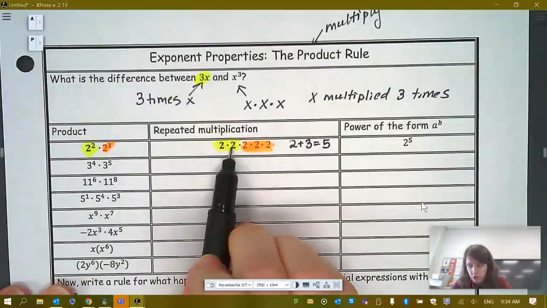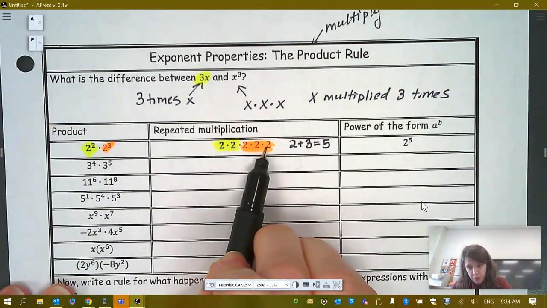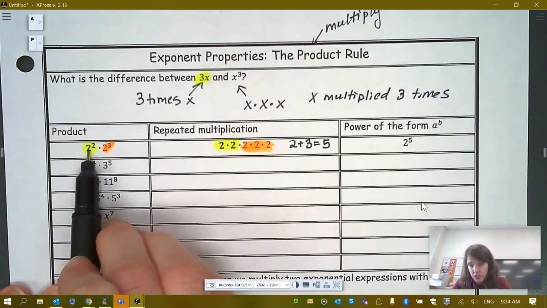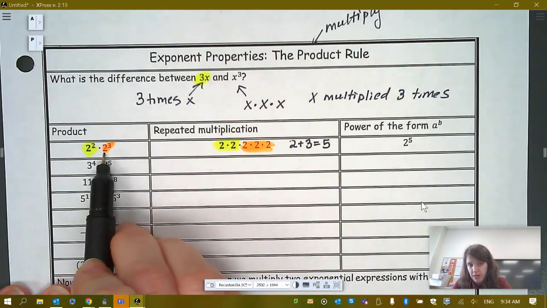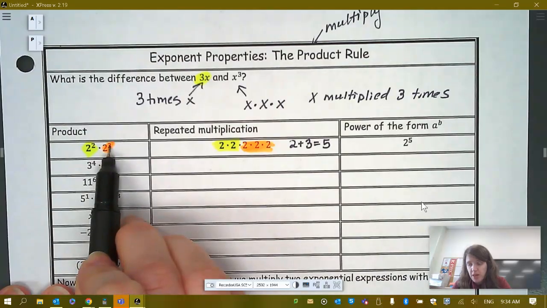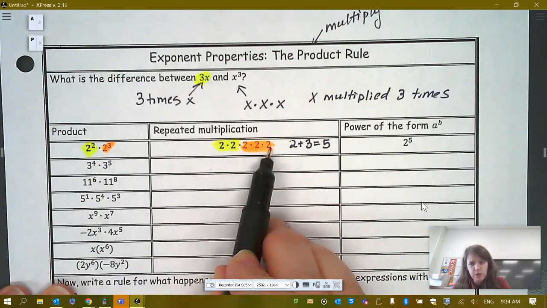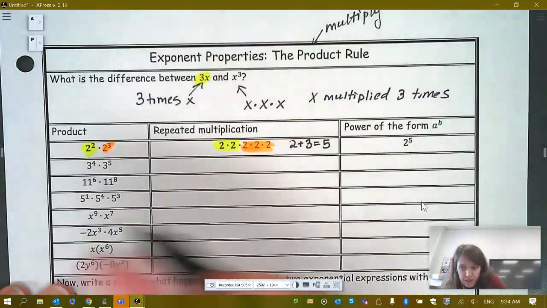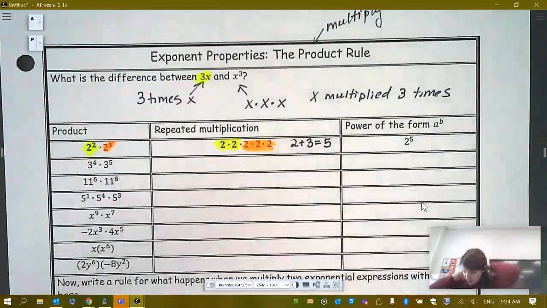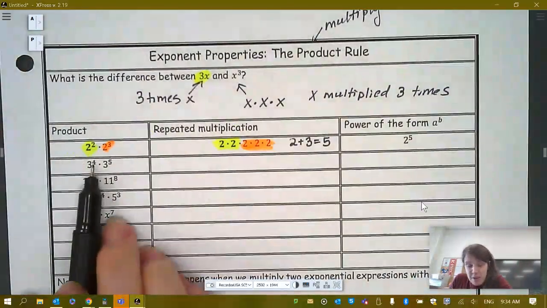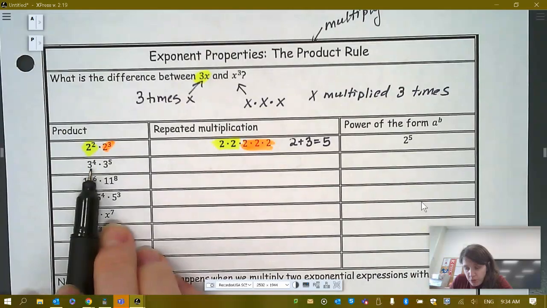So 2 times 2 times 2 times 2 times 2 is 5 total multiplications of the number 2, or the base 2. Remember, this big number is called the base. The 2 is the exponent. The big number is the base and the 2 is the exponent. This only works because these bases are the same. If I had different bases here, I could not put them together. I could not say that 2 and 2 and 3 and 3 and 3 is equal to 5 something. I couldn't say that.